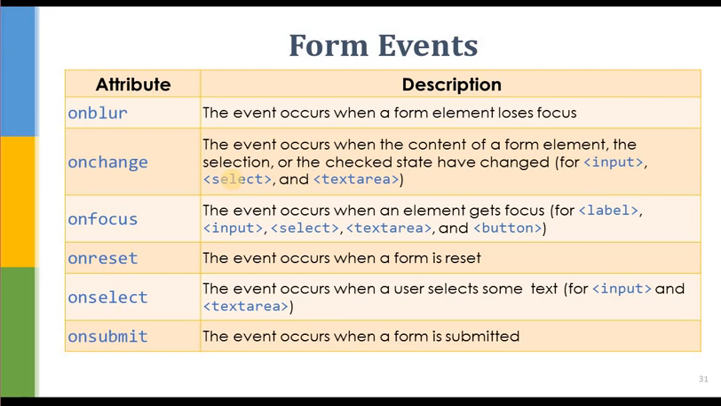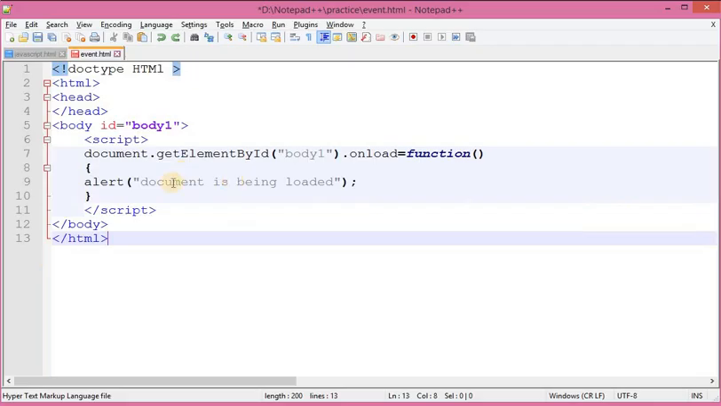After that, on focus, that means whenever your element gets focus, for example label, input, select, text area, button, like that. On reset, the event occurs when a form is reset. After that, on select, the event occurs when a user selects some text. On submit, whenever the user submits this particular form, that is also one event, and we can handle this event in our customized way. Now I'm going to show you the on focus event. So let's start.